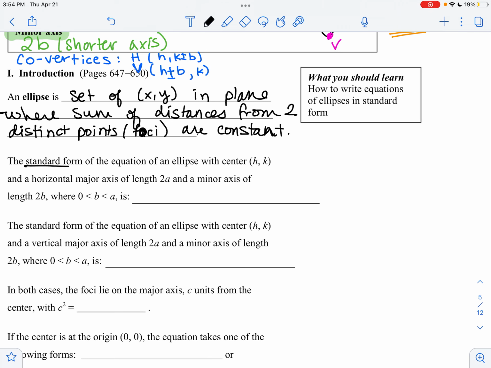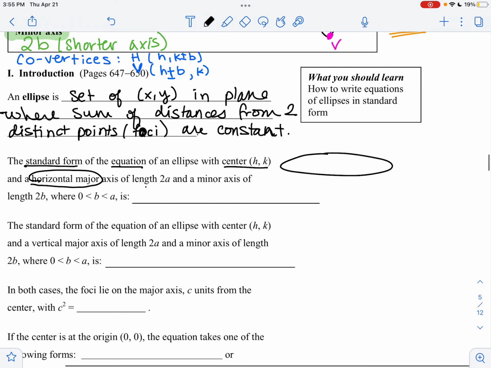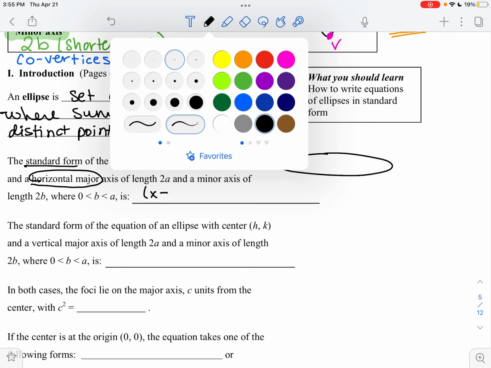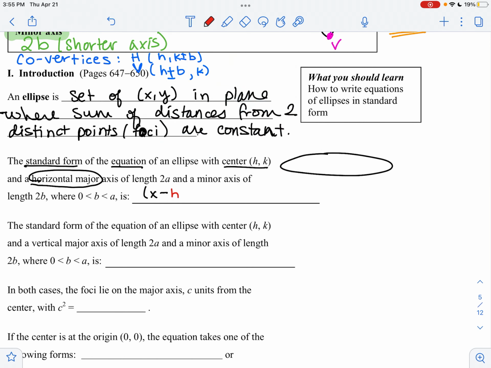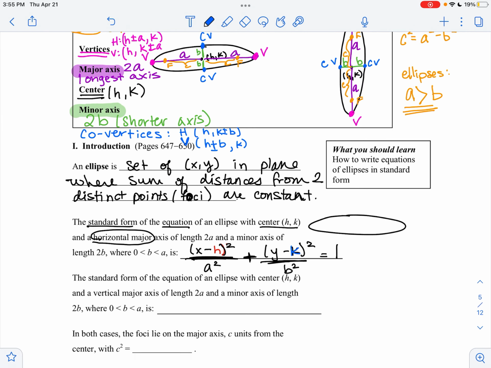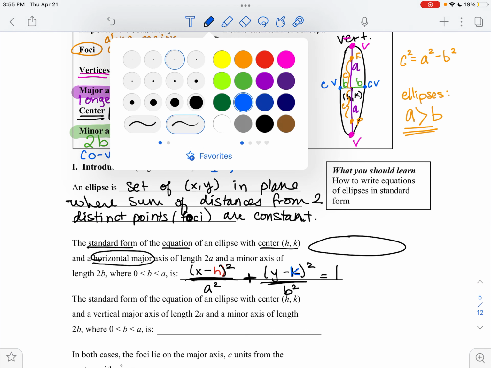So let's talk about the standard form of the equation with the center h comma k for the horizontal major axis. Remember, this is going to look like the hamburger or the horizontal direction. So we're going to say this is x minus h squared all over a squared plus y minus k squared all over b squared equals 1. And I'll go ahead and just be consistent. H is in red, k is in blue. And what color did we use for A? We used purple for A.